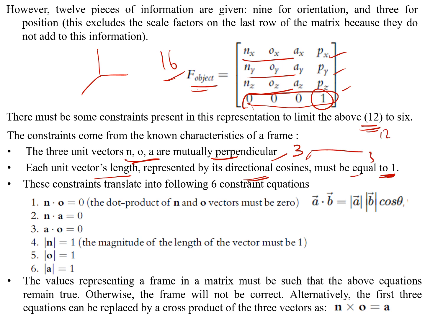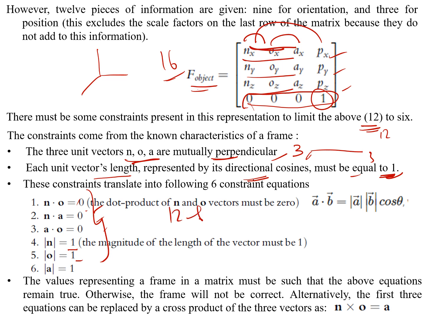So now you have 12. If you apply this, because we know the unit vector value is 1, and we know they are perpendicular to each other, which means the dot product is 0. So n dot o is 0, this dot product is 0, and this dot product is 0. So totally three equations, so the 12 is reduced to 9 now. And another three, since it is a unit vector, the magnitude of n vector, o vector, a vector is 1. So totally we have applied 6 constraints.